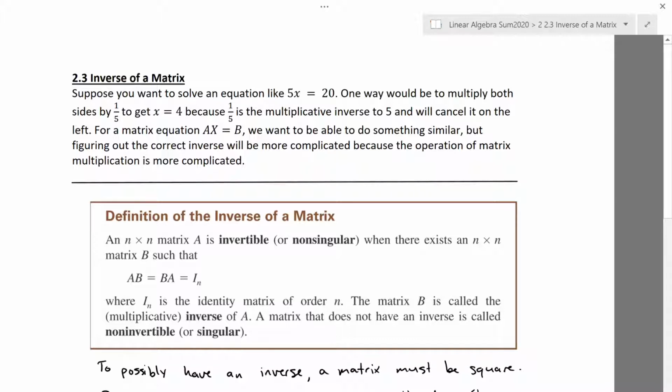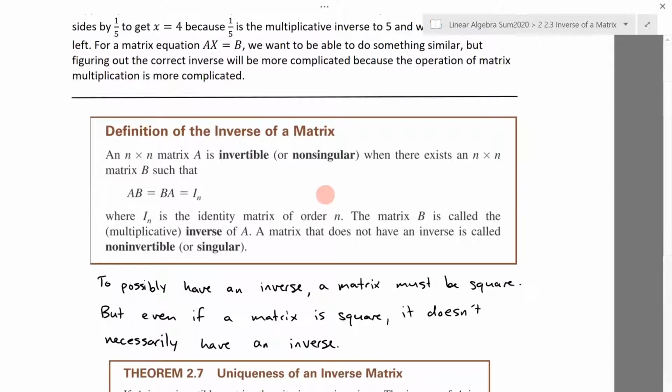However, if we have a similar kind of matrix equation of the form AX equals B, where A and B are known matrices, and we want to solve something similar, you can't simply just divide by matrix A. Matrix multiplication is more complicated than ordinary multiplication, and so there's really no operation of division for a matrix. So what we want to try to find is what's called the multiplicative inverse for a matrix, and that's what we discuss in this section.